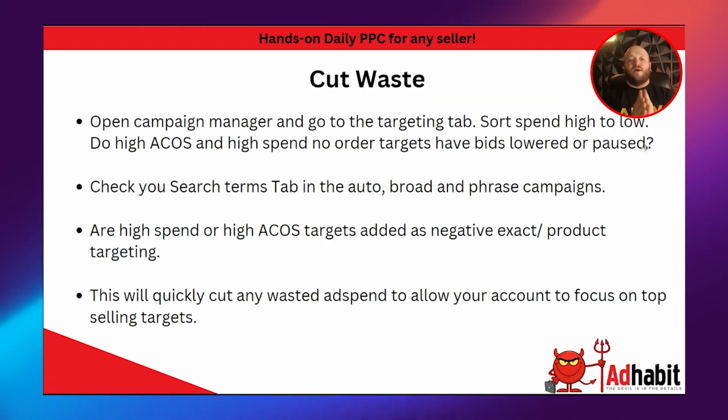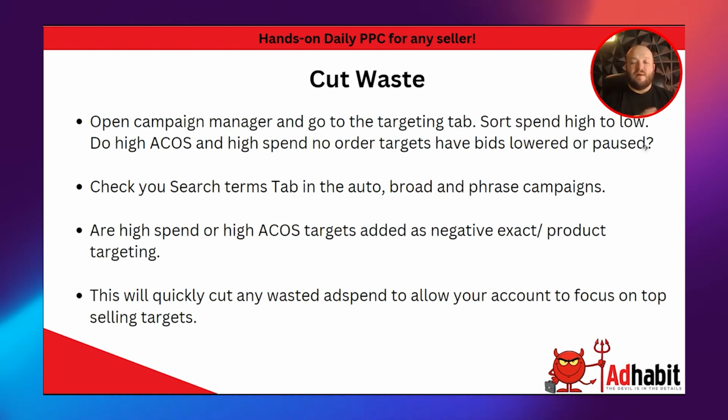And now we want to talk about cutting back your wasted ad spend. One thing you want to do, and I've gone over this in several videos already, is open up your campaign manager, go down to your targeting tab, and sort by spend high to low. The ones that you're spending the most money on are going to make the biggest difference in your optimizations, right? And the ones that are getting a lot of orders are going to make a huge difference too.